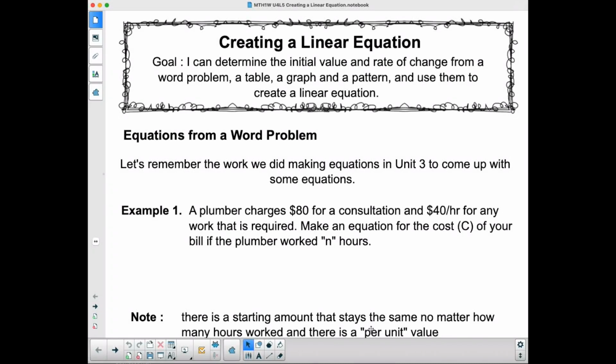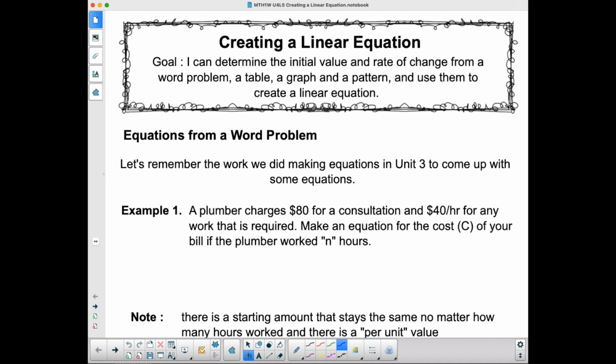We're going to be taking a look at how to create a linear equation using some of the information that we were working with last week. So our goal today is: I can determine the initial value and the rate of change from a word problem, a table, a graph, and a pattern, and use them to create a linear equation. So there's quite a lot going on here today.